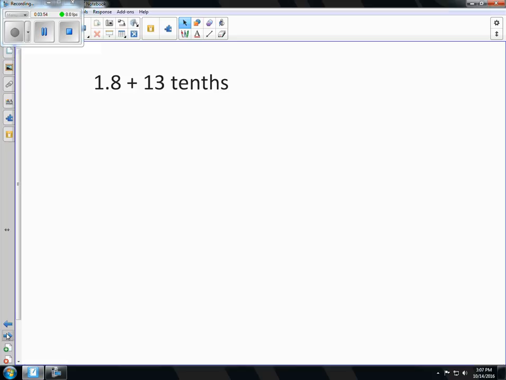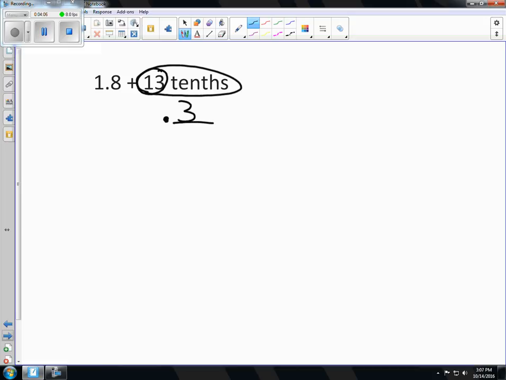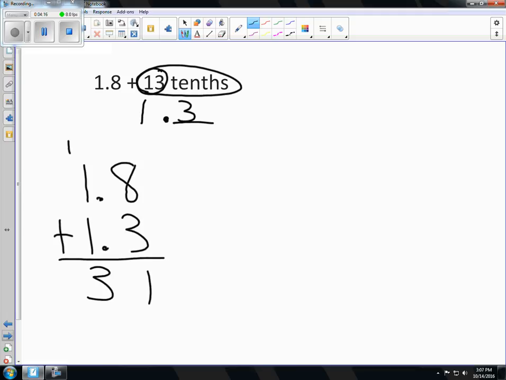Sometimes we have standard form and unit form mixed together. When I do that, first I make the standard form over here. So I have 13 tenths. Here is my tenths place. So the 13 has to end in the tenths, which means the 3 is there, and I work backwards. So now I can add the two of them together. And I have to bring that decimal right down.